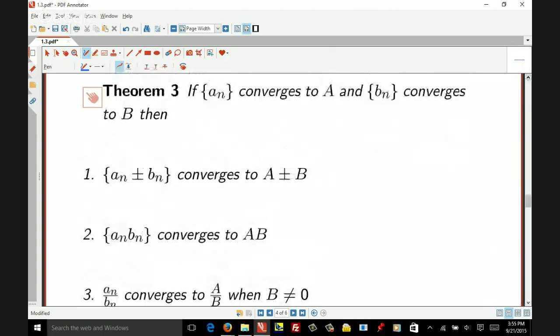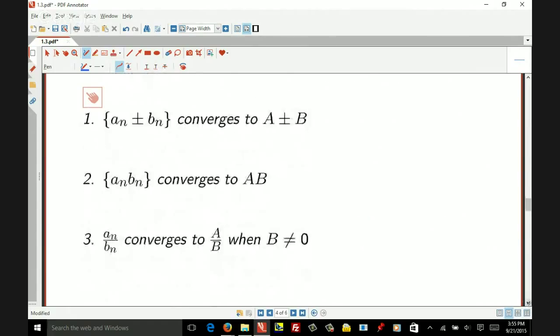Okay, so here is our theorem. You'll recognize this theorem as pretty much the entire section with the exception of the last two theorems. If a_n converges to A and b_n converges to B, then a_n plus or minus b_n converges to A plus or minus B. a_n times b_n converges to A times B. And a_n divided by b_n converges to A over B when B is not equal to 0. We want to prove each of these. So we're going to have a proof that's going to kind of go sideways.